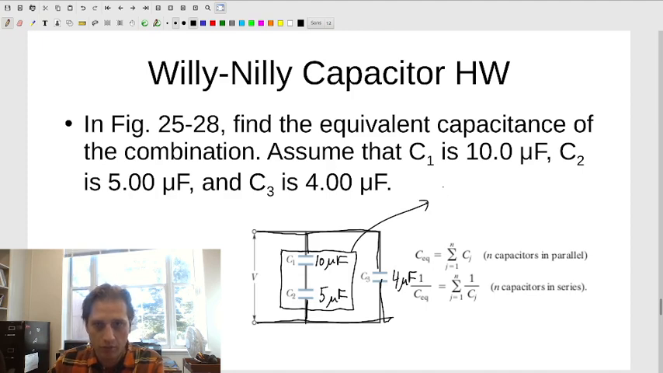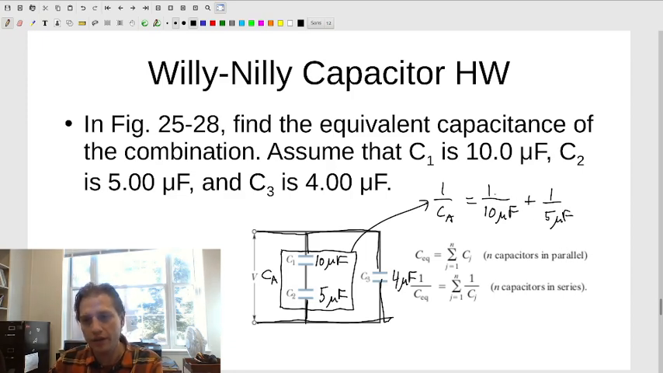Okay? So for those two together, and let's call this our capacitor A, my 1 over C_A is going to be 1 over 10 microfarads plus 1 over 5 microfarads. Okay, so you do what we did before. You find a common denominator, add them together, take the reciprocal, and find out what that C_A is.